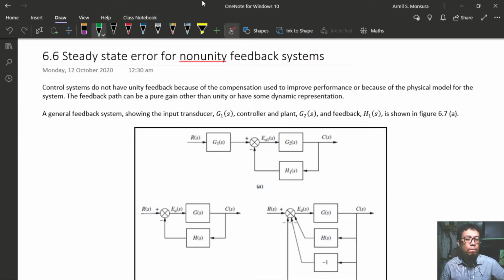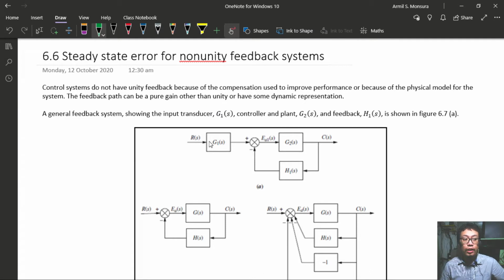Ibig sabihin, we studied unity feedback systems in the interest of analyzing performance para mas mapadali natin yung analysis natin. But in reality, or in a more practical sense, most control systems do not have unity feedback, dahil madalas ginagamit din yung feedback as a form of compensation or as a way to actually design or to achieve yung objectives ng design niyo.